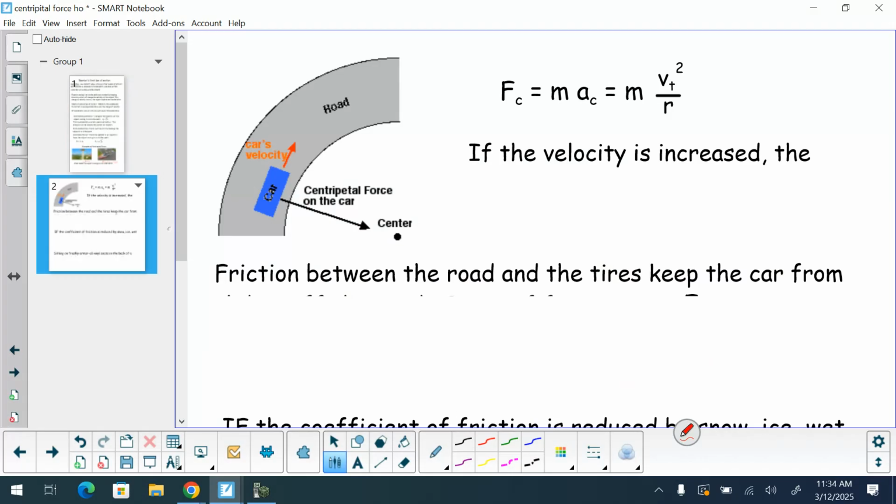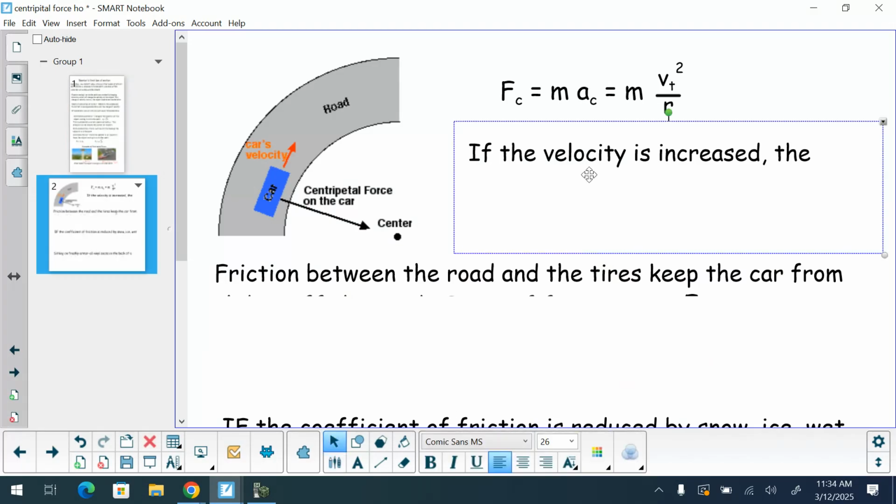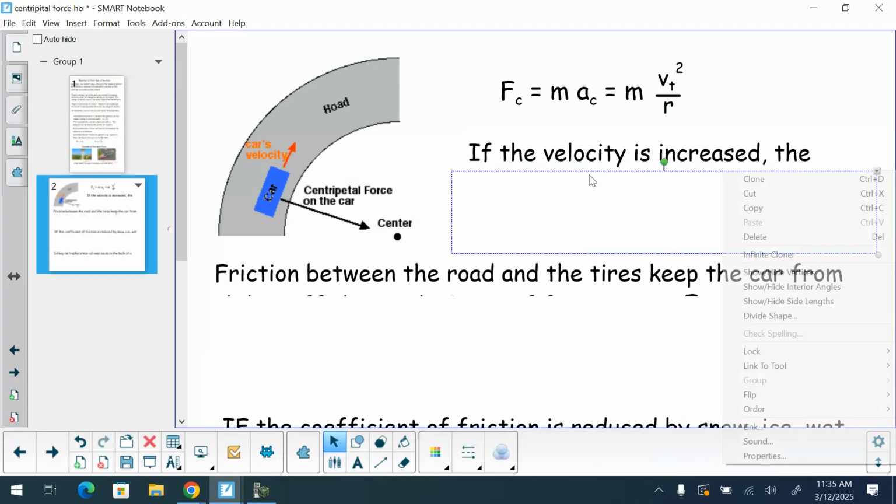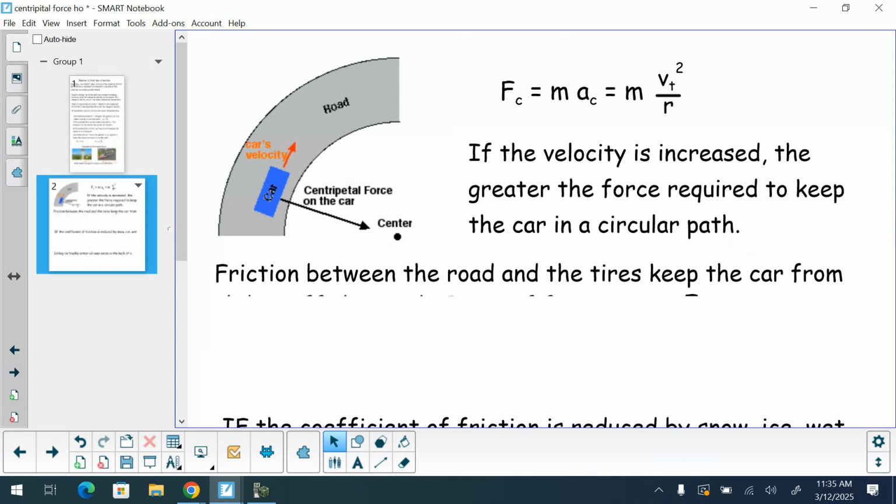So you have centripetal force, mass times centripetal acceleration, mass v squared over r. If the velocity is increased, the greater the force required to keep the car in a circular path. Because your centripetal force has to be greater. The greater the velocity, the greater the centripetal force.